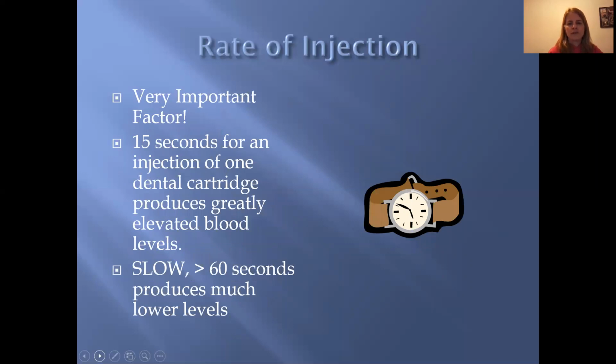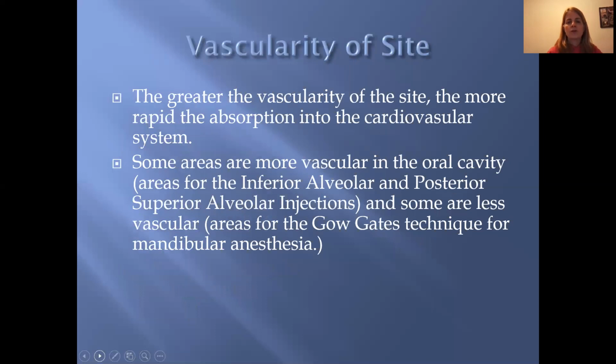Rate of injection is very important. 15 seconds injection time for a dental cartridge will produce elevated blood levels. If you're slow, about 60 seconds on an IA injection, you're going to have a much lower blood level of anesthesia. The greater the vascularity of the site, the more rapid the absorption is into the cardiovascular system. So IA and PSA are a lot more vascular.